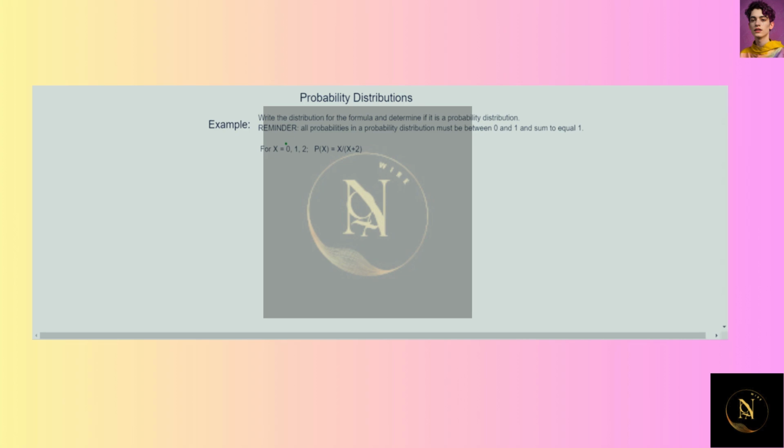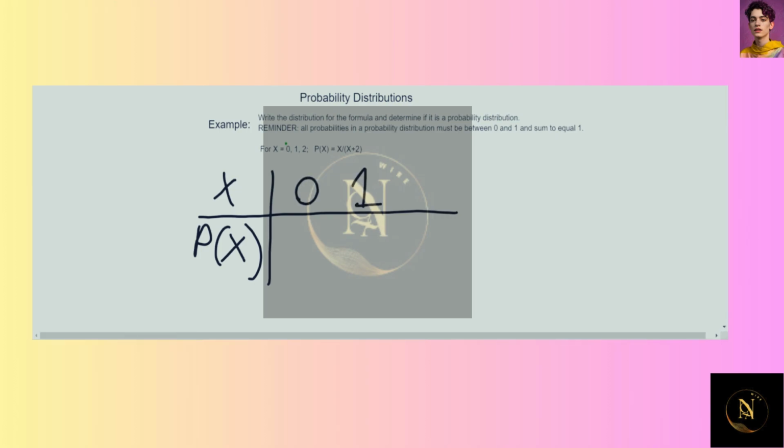or not. Now let's remind all of ourselves that in order for a distribution to be considered a probability distribution, or determined to be one, all the probabilities in that distribution must be between 0 and 1. Can't have negatives, we can't have probabilities greater than 1, and all of the probabilities must equal 1 when summed together. When you add all of the probabilities together, they must equal 1.